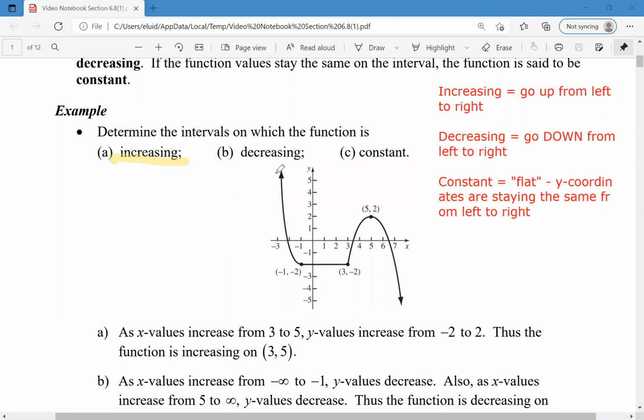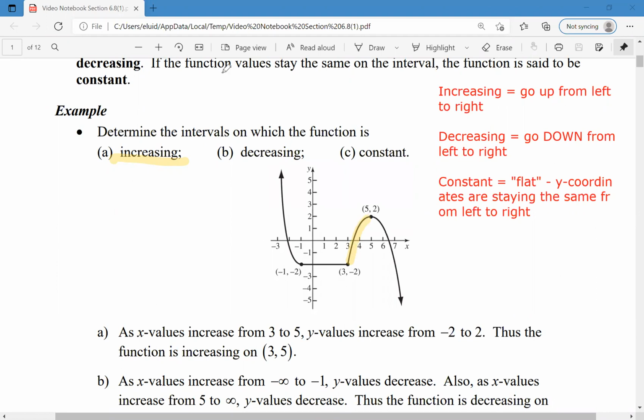As I read the graph left to right, actually what's happening first is the graph is decreasing, going down. Then it's flat, that means constant. And then right in this section here, kind of between the point 3, -2, and 5, +2, if I observe that section of the graph going left to right, the graph is increasing. It's going up from left to right. It's kind of like you're climbing up a mountain.